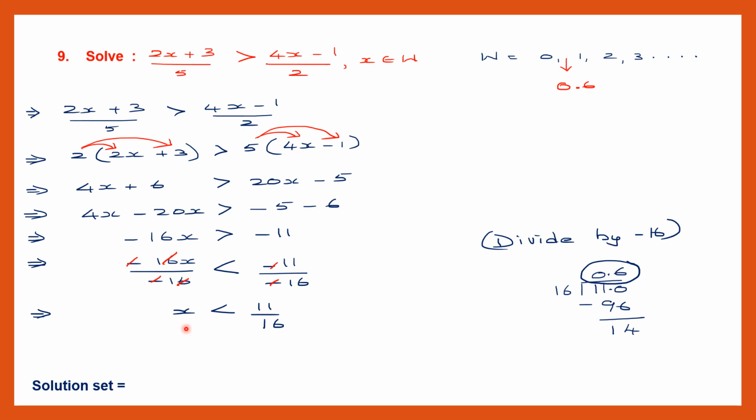And here it says x is less than 11 by 16, which is 0.6. It's less than 0.6. So what are the numbers less than this? It will be on the left side and the number is 0. So I have only 0 there. So my solution set will have only 0 as its answer.